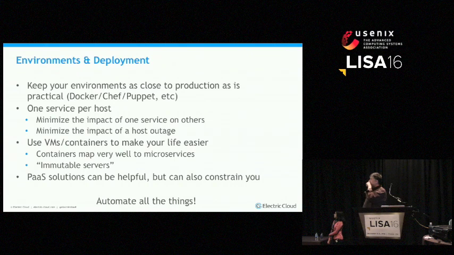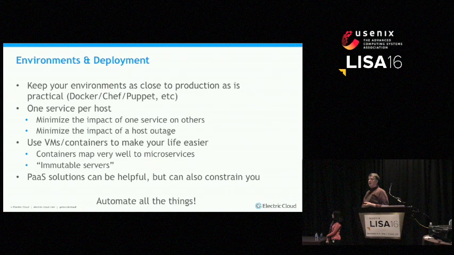A little bit about environments and deployments. Keep the environments for your development and for your testing as close to production as possible. That's easier said than done in some cases, but do try. Do X as code as much as possible. That will obviously help you. One service per host. Minimizing the impact of one service on the other minimizes the impact of host usages. Use VMs and containers to make your life easier. Containers, Docker and microservices are peanut butter and jelly in many ways. They're both out there to do one thing and do it well, so they're very frequently used together.